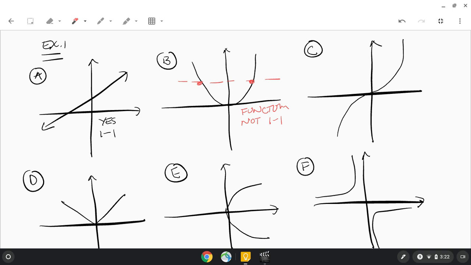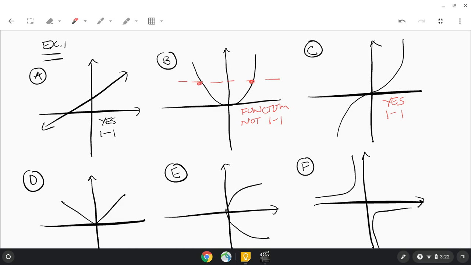All right. And letter C, is this a function? Yes, it is. It passes the vertical line test. Is it a one-to-one function? Does it pass the horizontal line test? Yes, it is. Okay. So this is yes. It's one-to-one.